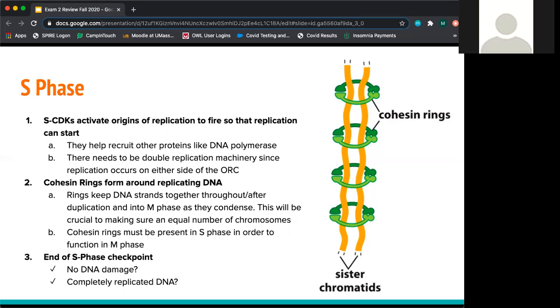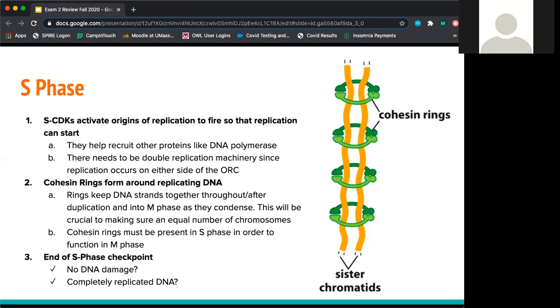So cohesin rings form around the DNA that's replicating. So the rings keep the strands together after duplication into M phase as they condense. And this is very important because it makes sure that there's an equal number of chromosomes, which is vital when you're going through the cell cycle. And the cohesin rings must be present in S phase in order to function in M phase. So it can't just show up in M phase.